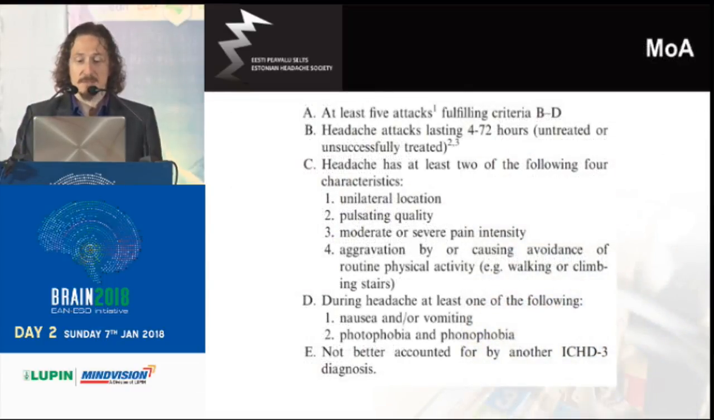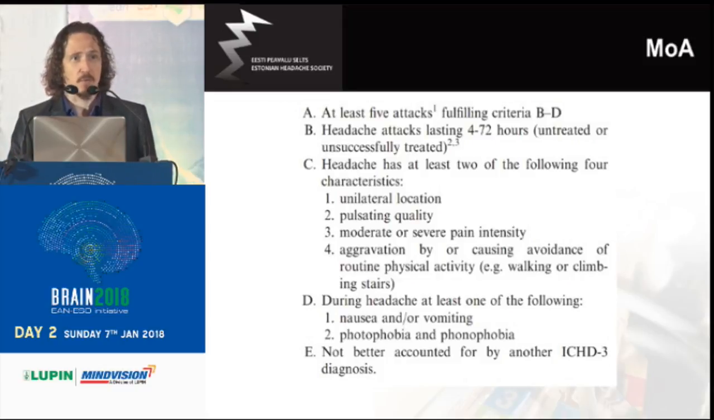So the most classical migraine form is migraine without aura. As you all are aware of the diagnostic criteria, it has to have at least 2 criteria from C-section, which means unilateral location, pulsating quality, moderate to severe intensity, and aggravation by or causing avoidance of routine physical activity. As you can see, you don't have to have all of these criteria. At least 2 have to be present.